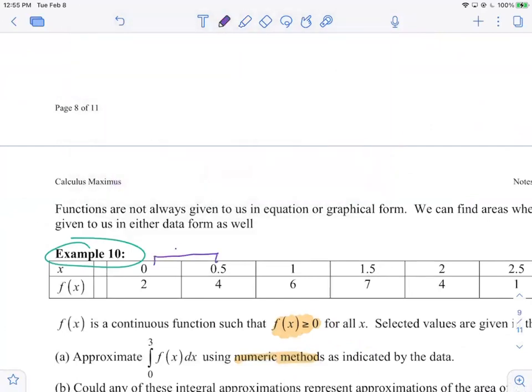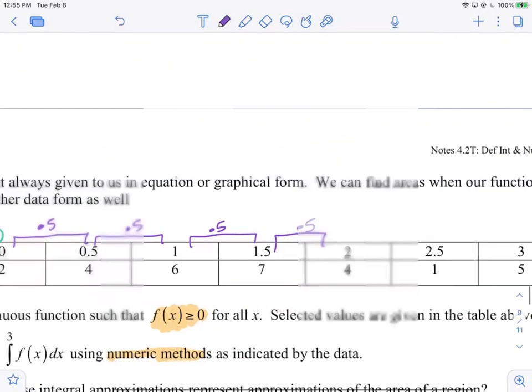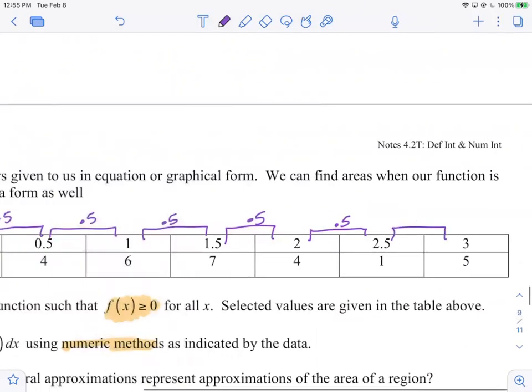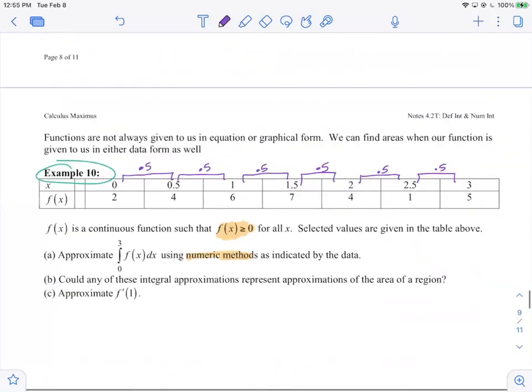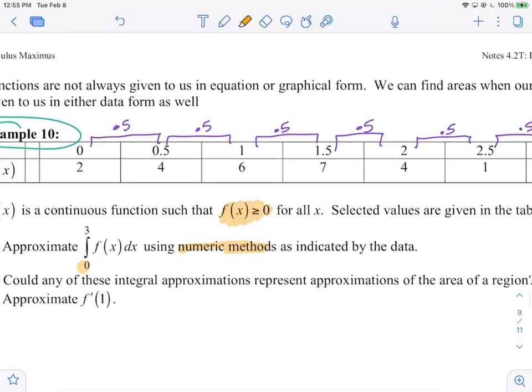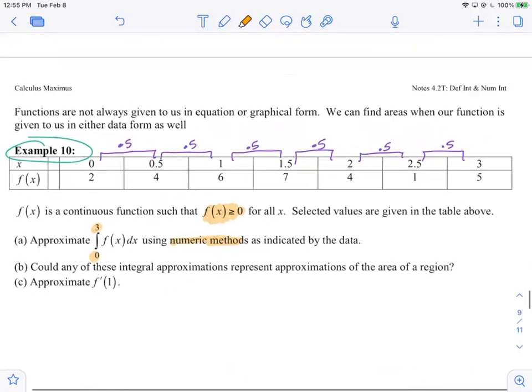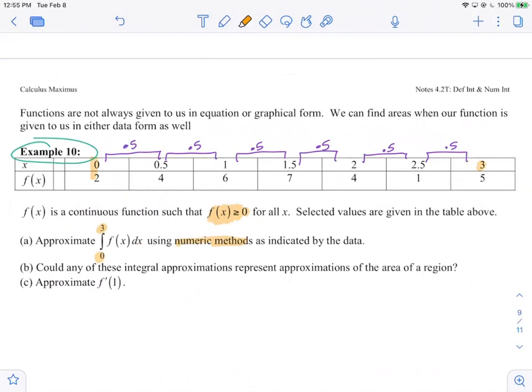From 0 to 1/2 is 0.5. So what I do is I just draw a line from one interval to the other, and I write the width of that interval right above that middle line. And then from 1/2 to 1, that's another 0.5. From 1 to 1.5 is another 0.5. 1.5 to 2 is 0.5. And we keep going. 2 to 2.5 is 0.5. 2.5 to 3 is 0.5. Okay. Because we're going from 0 to 3, and that's what it says on the integral, we're going to use all the data points because my leftmost point is 0, my rightmost point is 3.